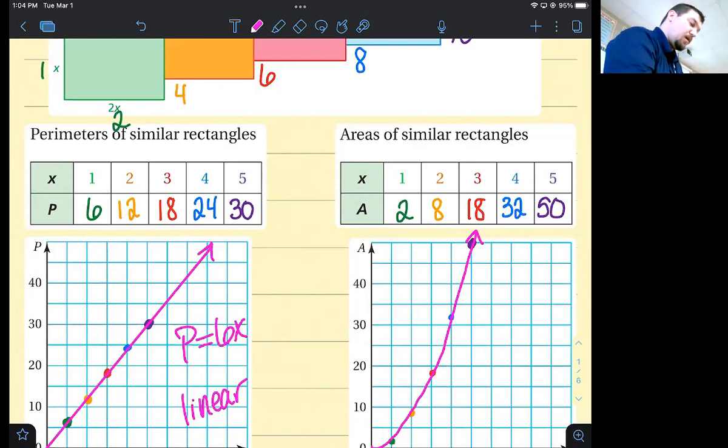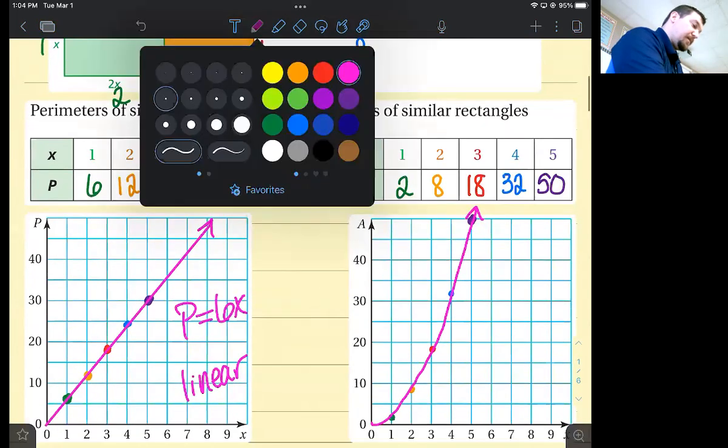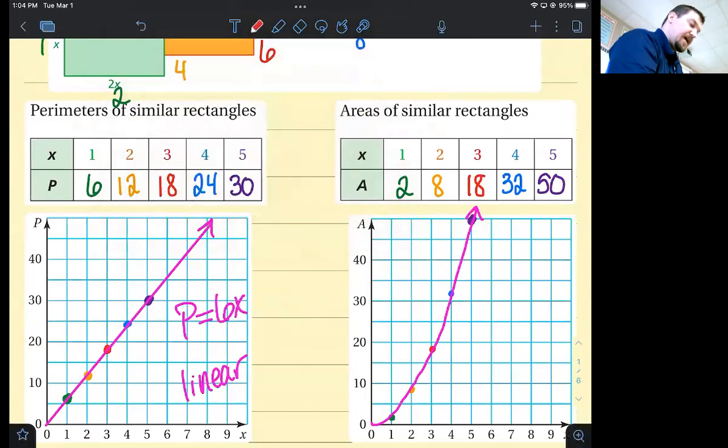So this would be p or a. Actually, we won't use the p. We'll use a for area. A equals, and then I can't just put x squared because that's not necessarily true. Because if it were x squared, then when I input 1, I'd output 1. When I input 2, I'd output 4. When I input 3, I'd output 9. When I input 4, I'd output 16. So is there something else that's being, well, let's see.